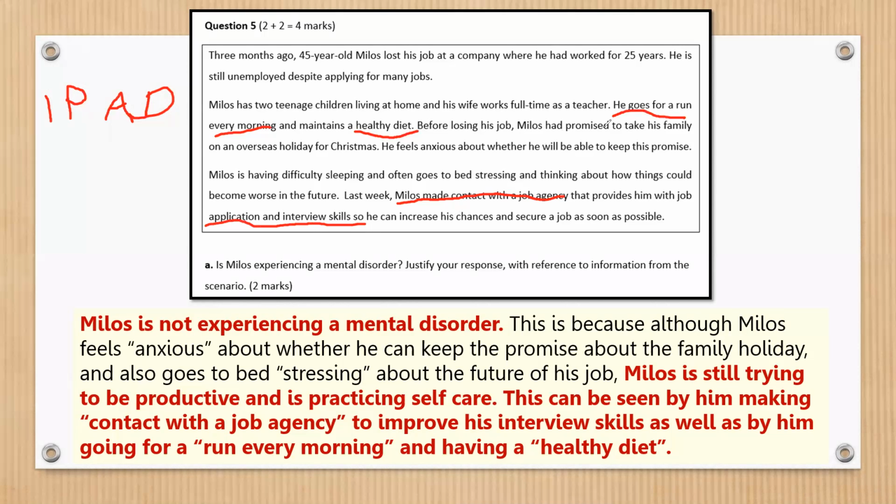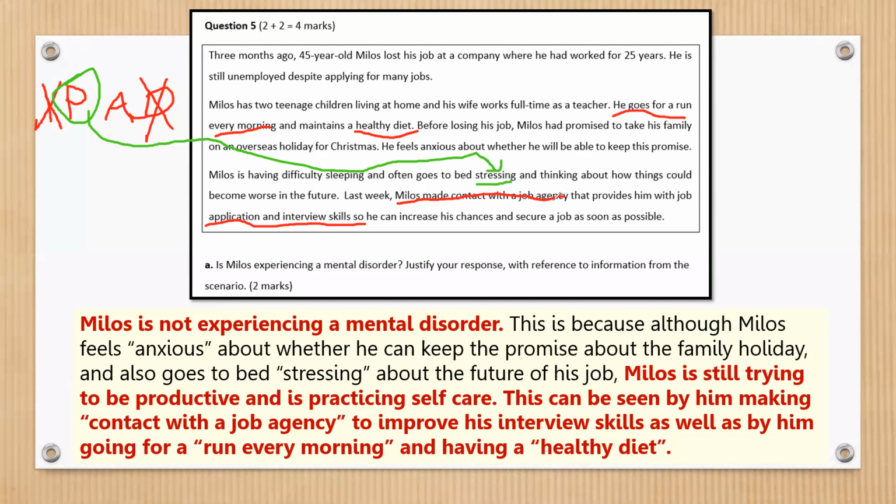So there's a lot in this scenario that tells us that Milos is not dysfunctional and that he's not really suffering a level of impairment that is enough to qualify him for a mental disorder diagnosis. He is experiencing a little bit of personal distress, okay? And we do see that in, where did I highlight that before? Here. So we did see that in the scenario.